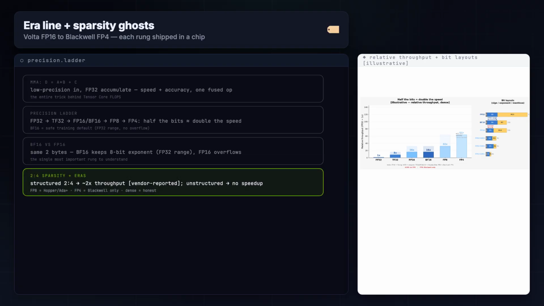Overlay the era line. Volta brought FP16, Turing INT8, Ampere added TF32 and BF16 and 2 to 4 sparsity. Hopper and Ada brought FP8, Blackwell brings FP4. The ladder is not abstract, each rung shipped in a specific chip, and I will draw the sparsity bonus as a faint double bar on the formats that support it, labeled sparsity, illustrative.